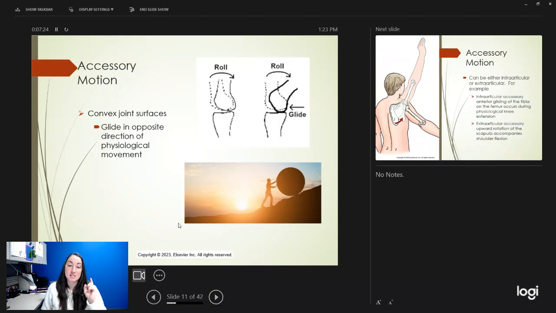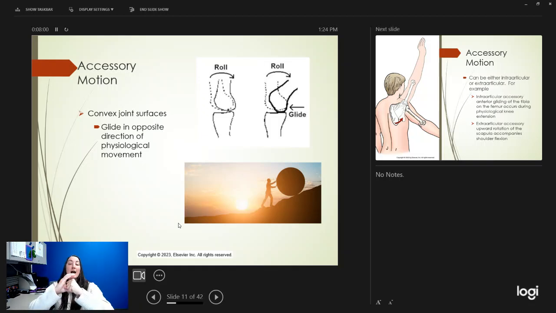With a convex surface, so if this is a convex surface inside of a concave, so the convex might be like the humerus inside the glenoid fossa, then as it moves in one direction, the roll is in the same direction of the movement. It's in the same direction, but the glide is in the opposite direction, okay? So as I'm moving superiorly, I roll superiorly and glide inferiorly. That's how I stay in the middle of that joint. If I do not glide in the opposite direction, I will roll right off the joint and dislocate.